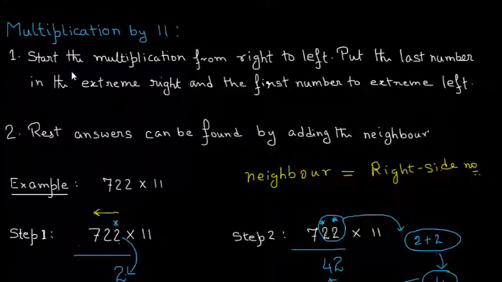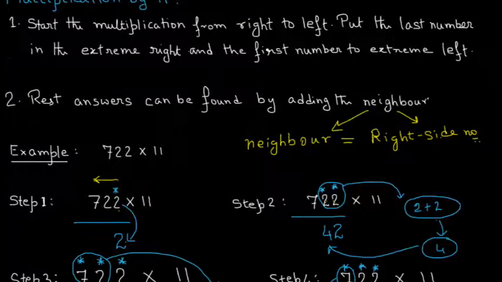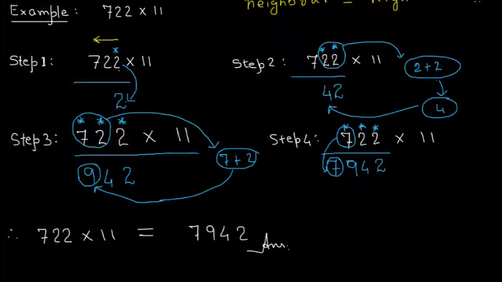So the steps are: start the multiplication from right to left, put the last number in the extreme right and the first number in the extreme left as it is. Second rule, the rest of the answer can be found by adding the neighbor. Whenever we say neighbor, that means the right side number, always the right side number of that particular number. Okay. Now let us see one example.